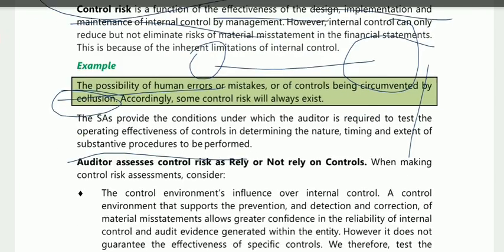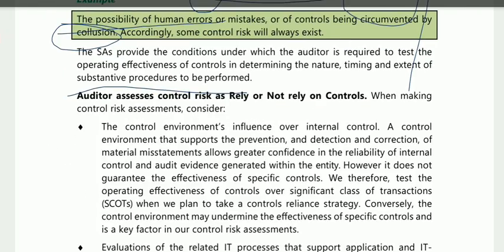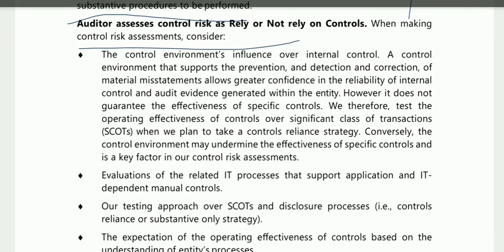Okay, now starting with this, auditor assesses control risk as rely or not rely on control. Now, while testing of controls, the auditor needs to decide whether he should rely on the controls put by the management or not. So, when making control risk assessment, the auditor should consider the following conditions. The control environment influence over internal control.